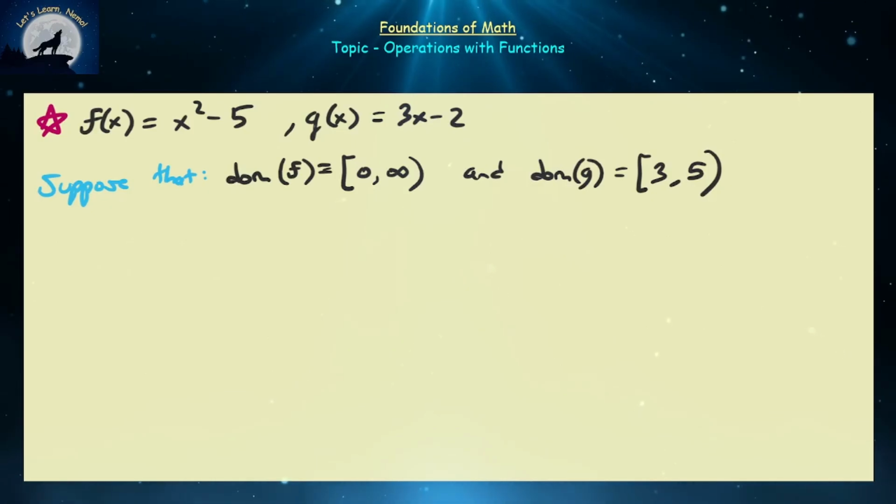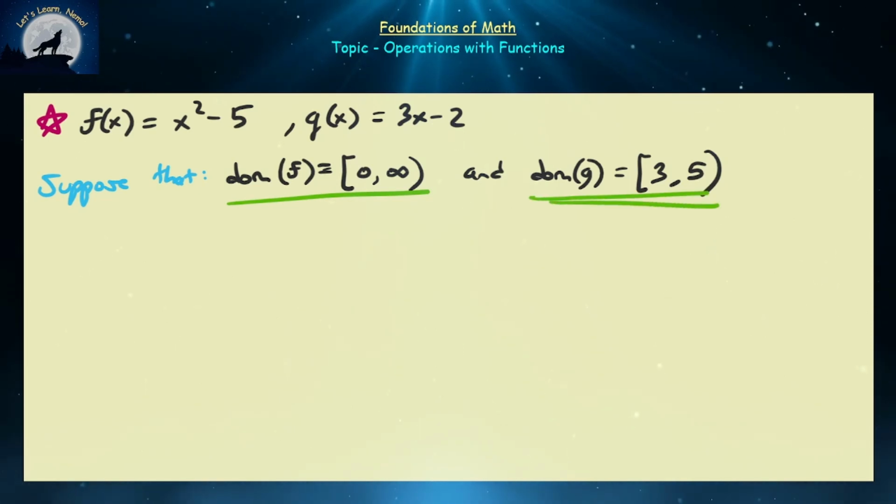So let's again take our same exact functions as examples, f of x, x squared minus 5, and g of x, 3x minus 2. And let's assume that they have slightly different domains aside from a set of real numbers. Let's define the domain of f to be 0 to infinity, and let's define the domain of g to be the half-open interval 3 to 5, inclusive of 3 and non-inclusive of 5.